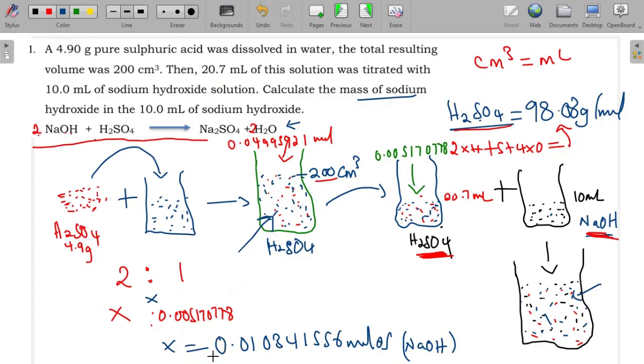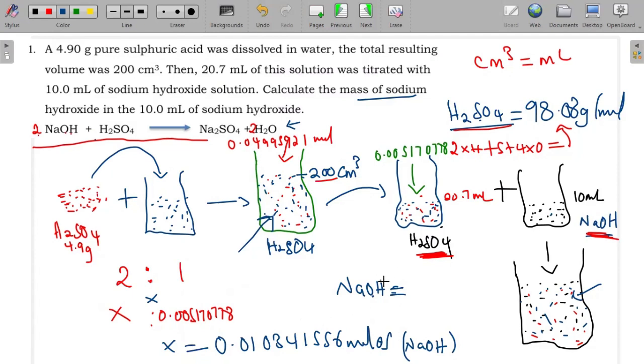So now, since I have the moles of the sodium hydroxide, I can get its molar mass by just getting the molar masses of these guys from the periodic table. Okay, so I have the molar mass and the moles. So I can use that now to come up with the what? To come up with the mass. Okay, so what is the molar mass of sodium hydroxide?